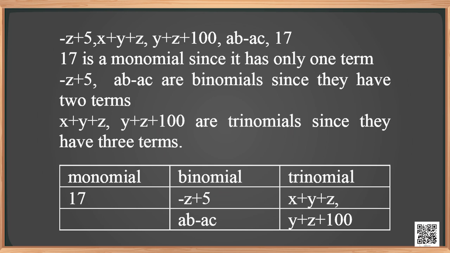Here 17 is a monomial since it has only one term. Minus z plus 5, ab minus ac are the binomials since they have two terms. X plus y plus z, y plus z plus 100 are trinomials since they have three terms. Similarly, try yourself to classify the following polynomials as monomial, binomial and trinomial.